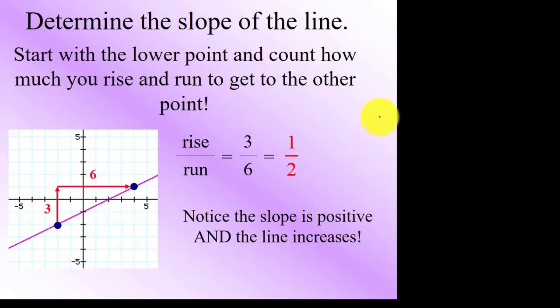It's also a positive slope, right? We can see that the line moves upward to the right, and when I counted my spaces, moving up on the coordinate plane would be positive, moving right on the coordinate plane would be positive. So my slope ended up being a positive 3 over positive 6, or positive 1/2.